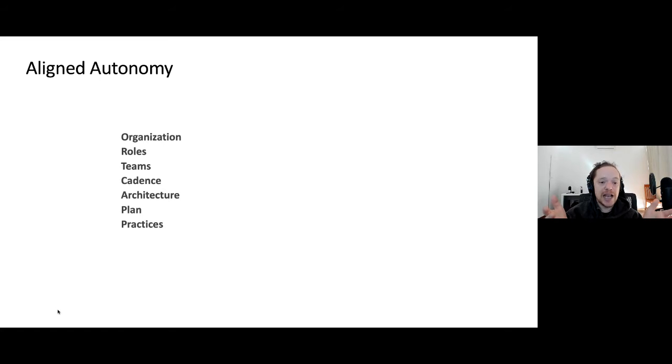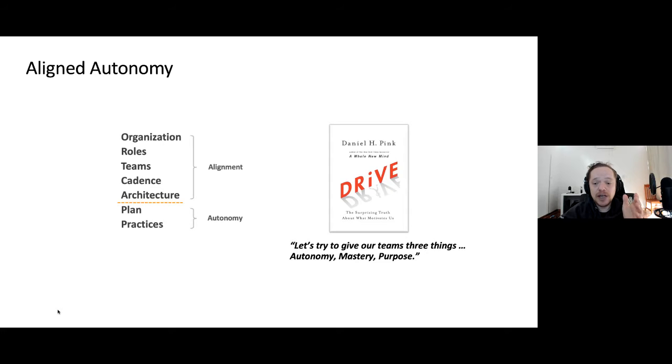So let's start on how to do that. First, we need to look at aligned autonomy. It's a really good process that was created by Daniel H. Pink, and it basically says that you need to take your organization's roles, teams, cadence, and architecture and align them to your plan and practices to give developers three things: autonomy, mastery, and purpose.